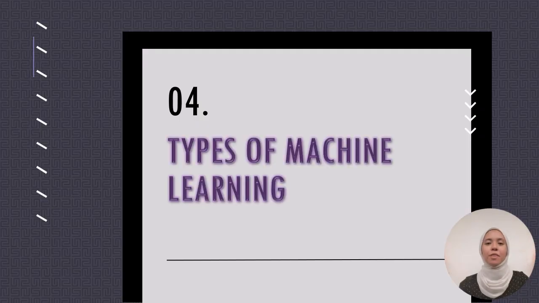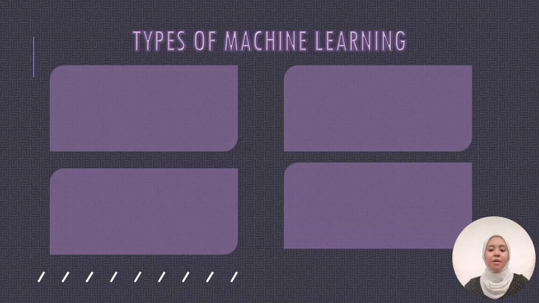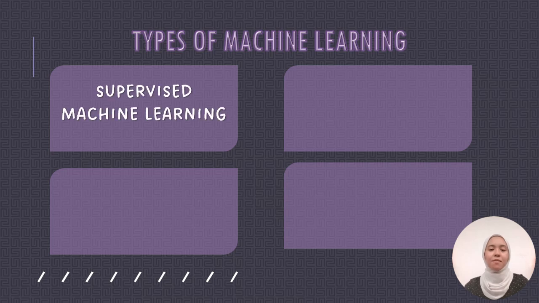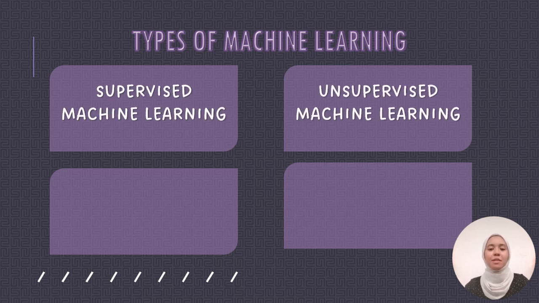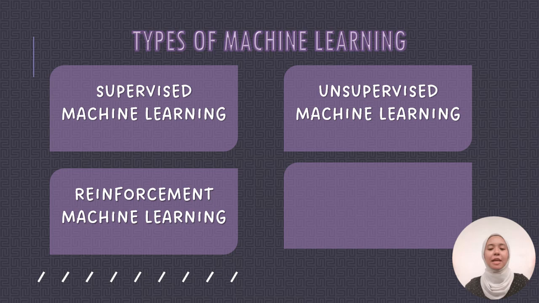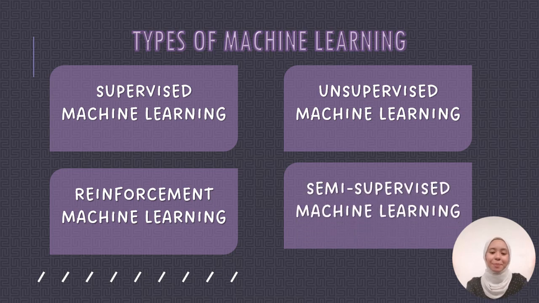Now I'm going to continue with types of machine learning. There are 4 types of machine learning. The first one is supervised machine learning. The second one is unsupervised machine learning. The third one, reinforcement machine learning. And the fourth one is semi-supervised machine learning.